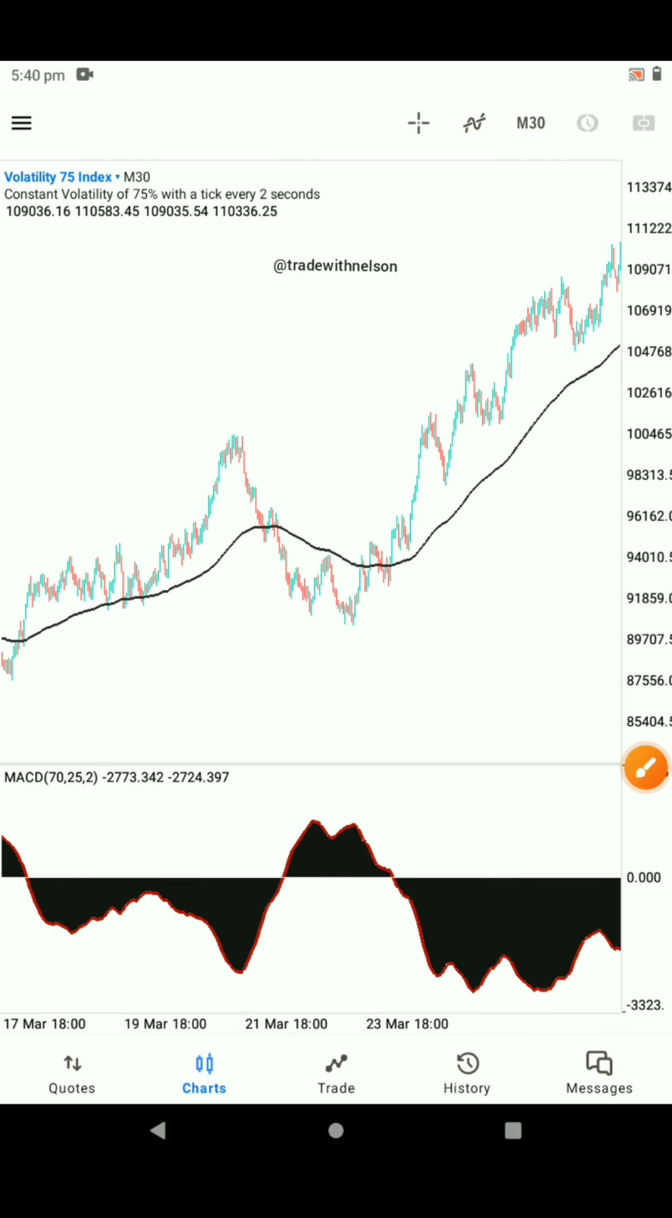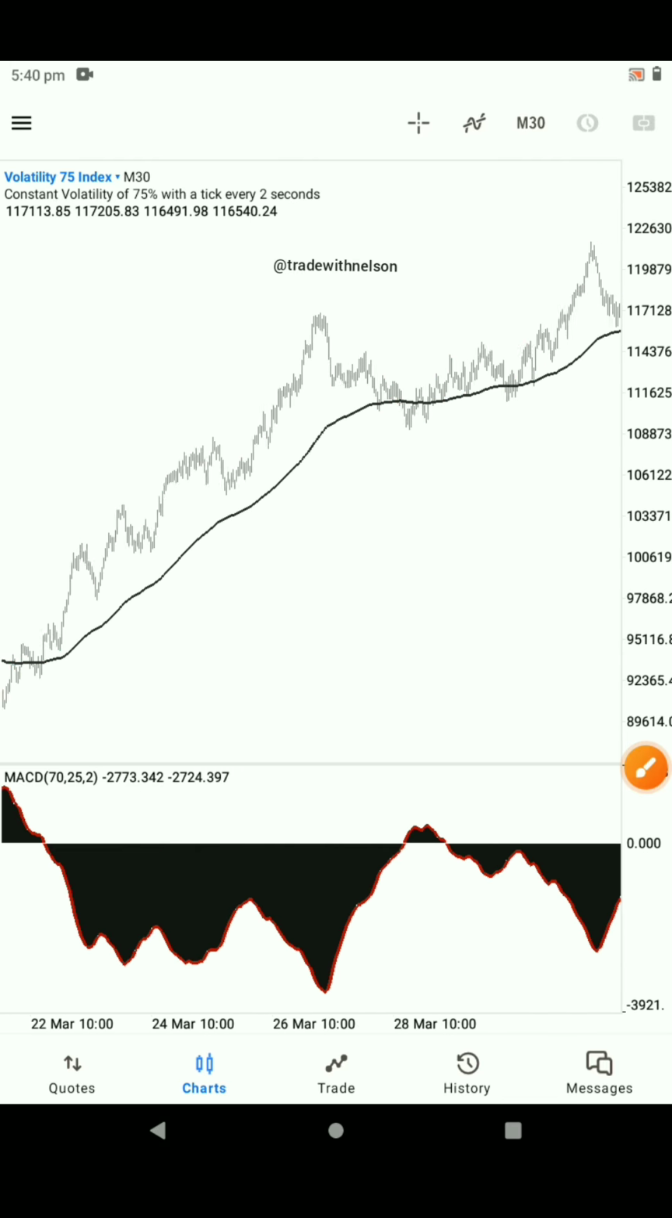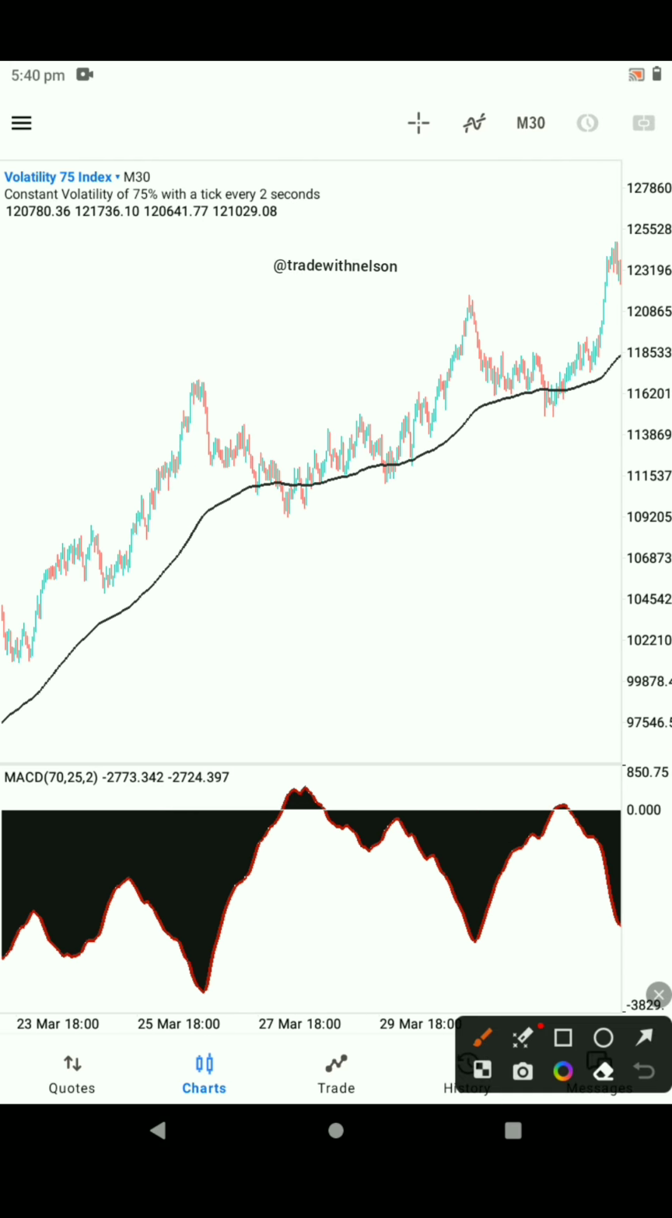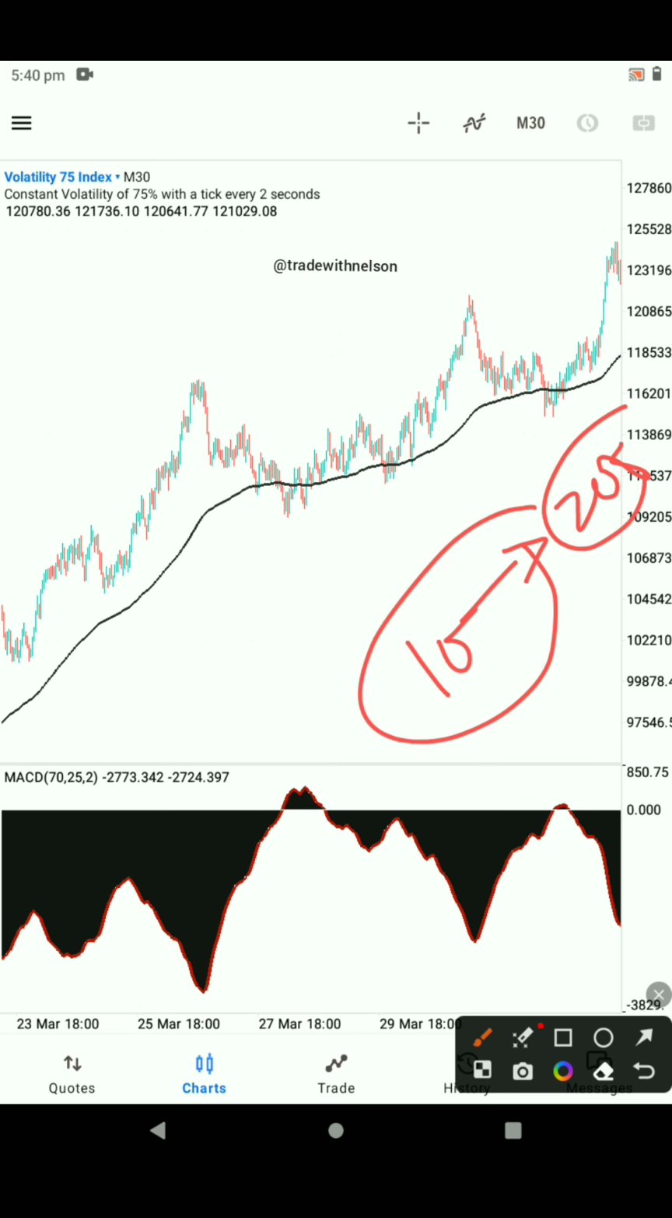Now let's say you go around all other pairs and look for more opportunities. So you know that you can easily grow your $10 into $200 within a week.